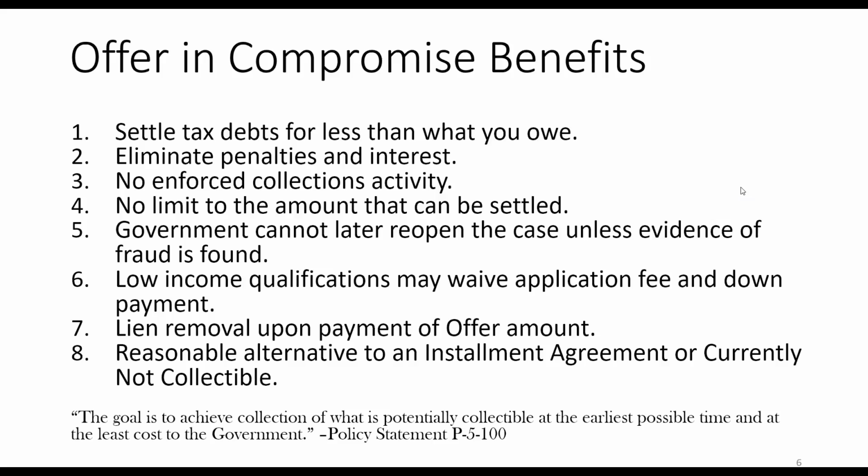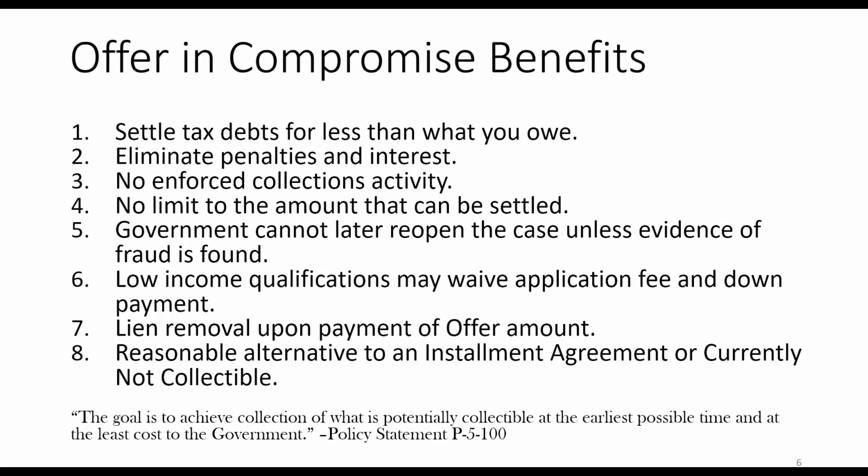Lien removal will happen upon payment of the offer. And then once that has happened, your client can go about their business. Again, we'll talk later about the requirements, the must-dos after the offer has been accepted, that they have to be on the straight and narrow for the next 5 years. And then finally, it's a reasonable alternative to the installment agreement or currently non-collectible. If you see it referenced, IA is installment agreement, CNC is currently non-collectible. Those are the abbreviations we use for that.